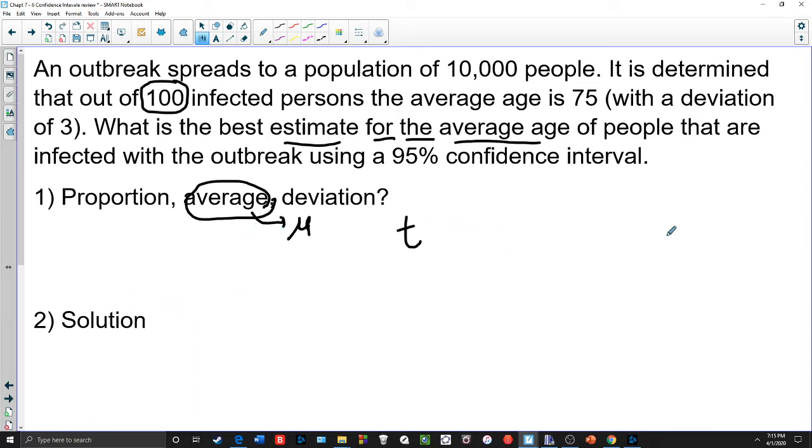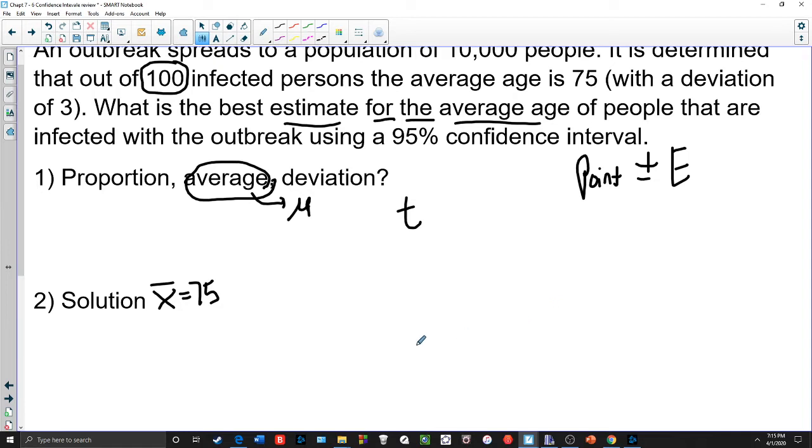So my margin of error, and again, all these boil down to point estimator plus or minus margin of error. And for an average, your point estimator is simply the average of your sample. So in this case, 75. So my x bar, my sample average, is 75. That's my point estimator. It's going to be 75 plus or minus something. How do I get the plus or minus something? Well, that's when we use the margin of error formula for a t-score. So that's t times s over root n.